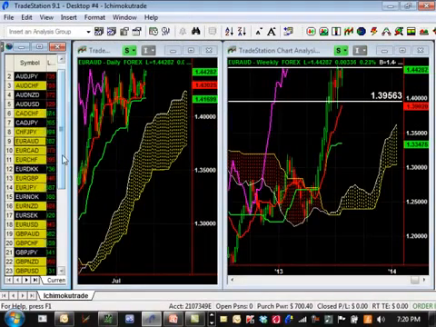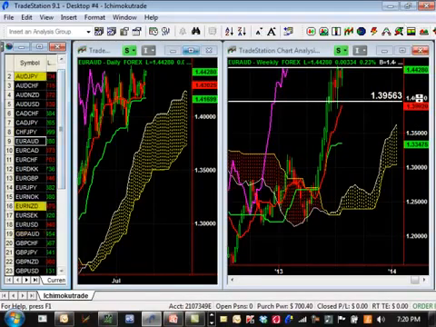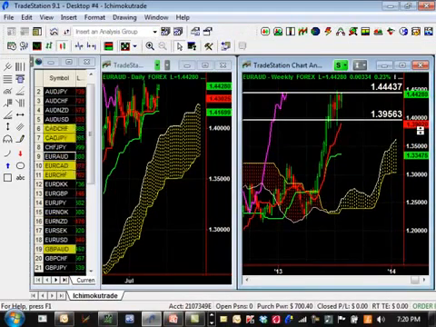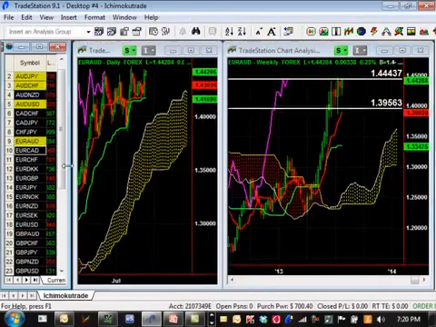Let's go look at the Euro pairs now. Euro Australian here is trending on both the daily and weekly, butting against the resistance right now, which is 1.4443. Support on this one's going to be 39.456.